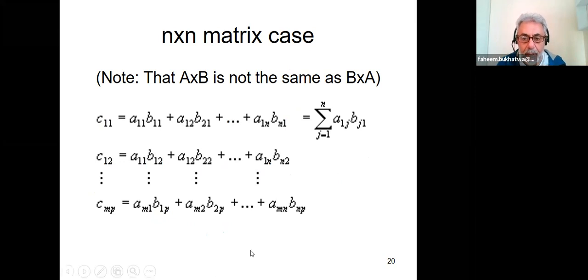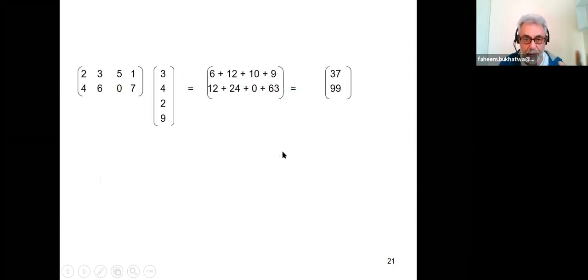So this is another way of stating it. Each element in the resultant matrix is the sum of the multiplication of each of those elements. So this is the way it would be written. But it's easier to do it than to talk about it. So here's an example just to see how it works.